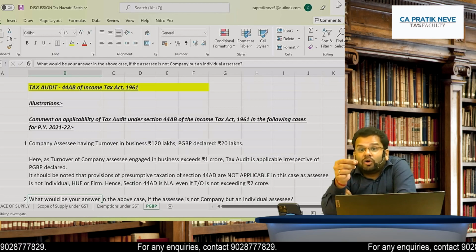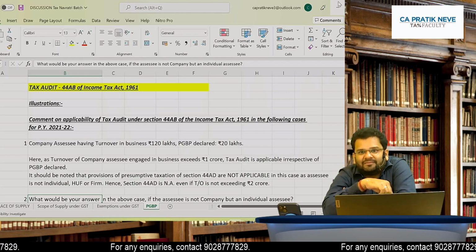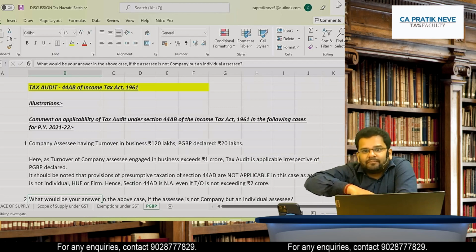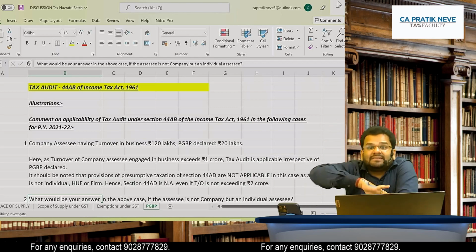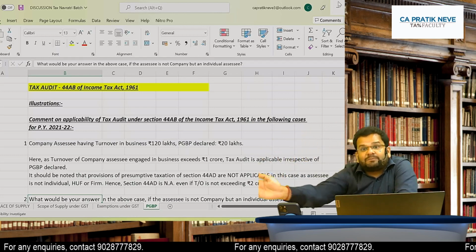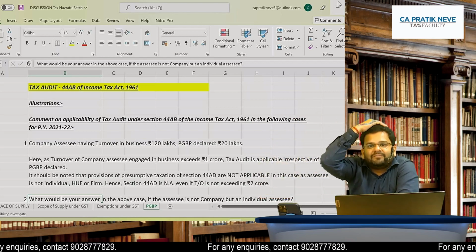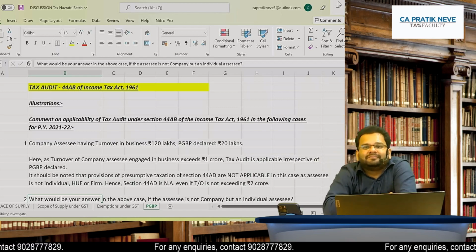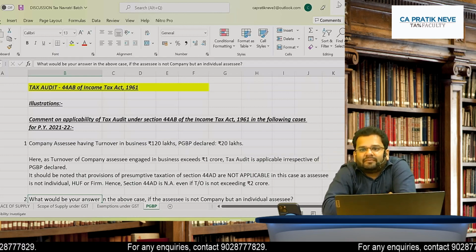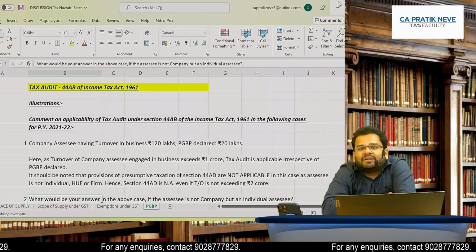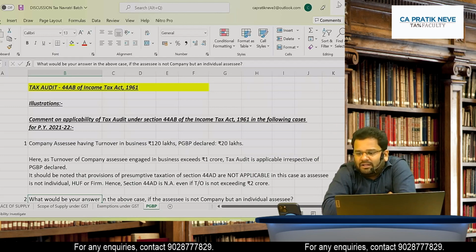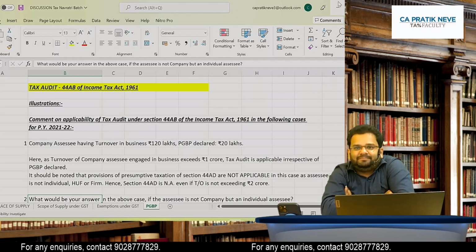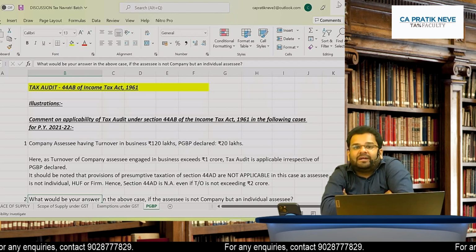But if they want to declare less than this, see, if they declare less than this as income, that means expenses are high. Then they will have to get the books of accounts audited. Agreed? Expenses are high, so show them. Okay, 8% of what? 8% of turnover. Agreed? 8% of turnover.